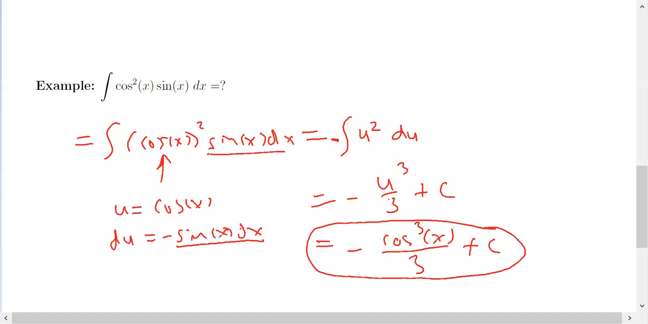So that's the method of substitution. We'll work some more. We'll also look at how to deal with definite integrals when we do a substitution.